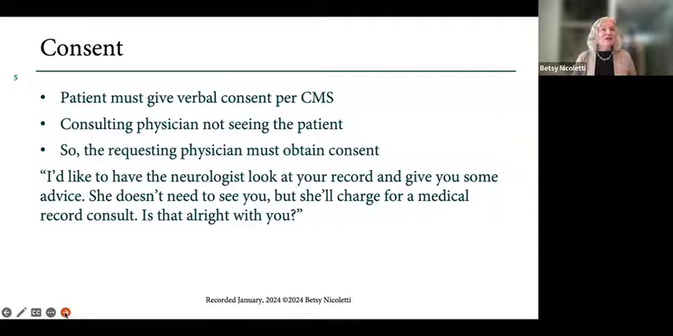As I think about it, the only person who can get verbal consent is the requesting physician. And I think that's a hard sell. I'd like to have the neurologist look at your record and give you some advice. She doesn't need to see you, but she'll charge you for a medical record consult. Is that all right with you?